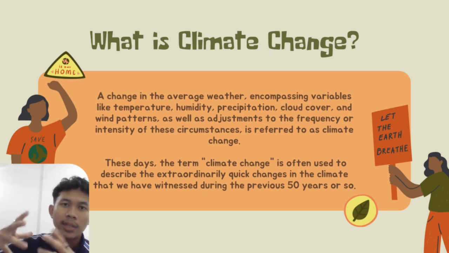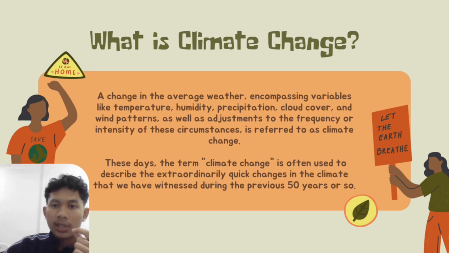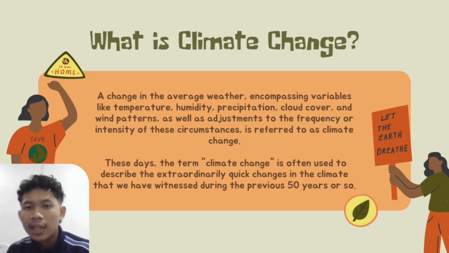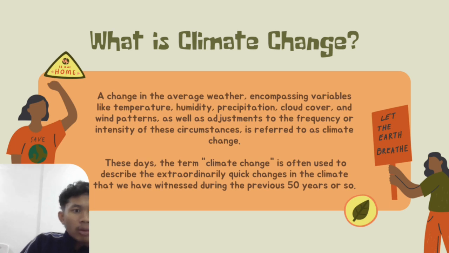And we know global warming is one of the biggest factors for climate change. Boom, climate change. Now, we know about global warming, and what is climate change? Like I said, global warming causes climate change. Climate change refers to a shift in average weather conditions, including measures such as temperature, humidity, rainfall, cloudiness, and wind patterns, and also the changes in the frequency or severity of these conditions.